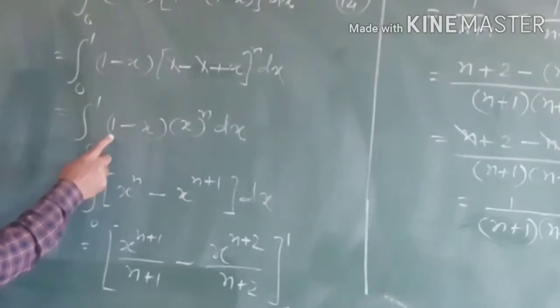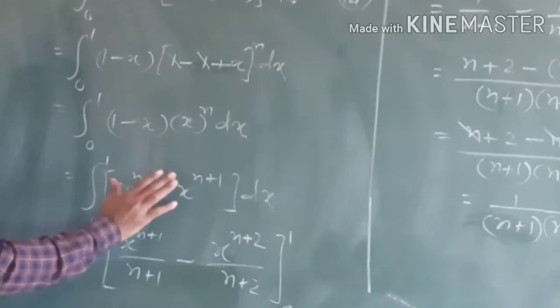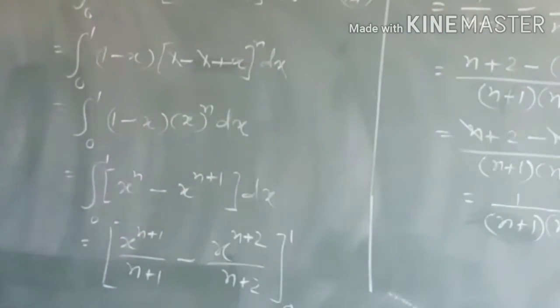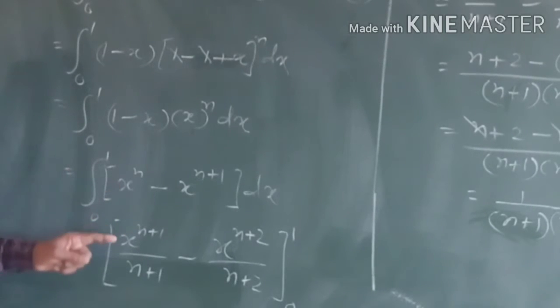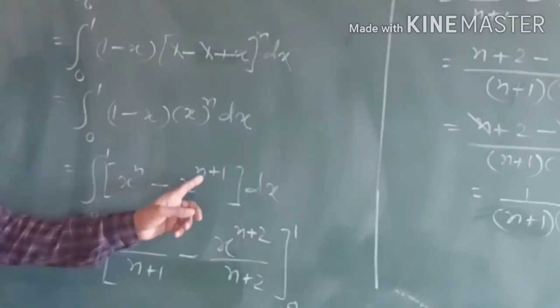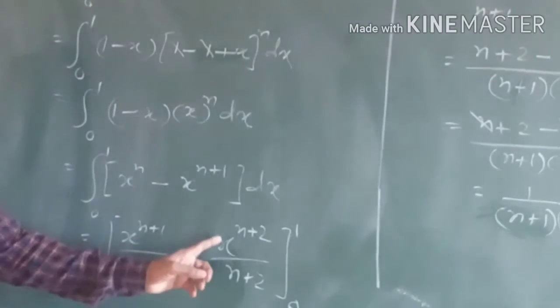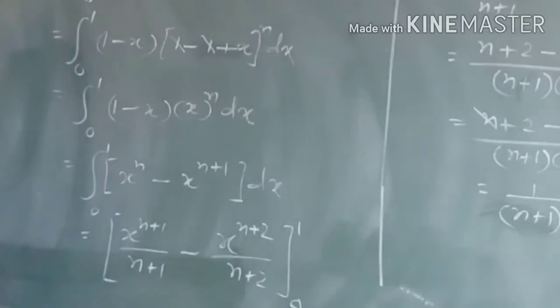Now open this bracket, so you will get x to the power n and here x to the power n plus 1. Now it is very simple, take the integral of both functions. So x to the power n, its integral is x to the power n plus 1 divided by n plus 1, and here the power is n plus 1, so increased by 1. So x to the power n plus 1 divided by n plus 2.